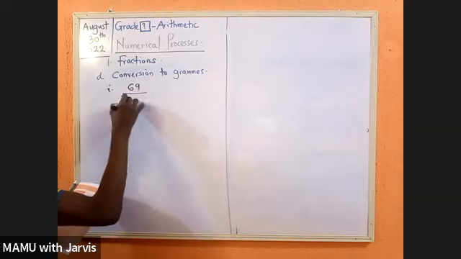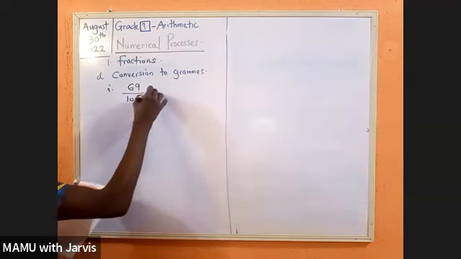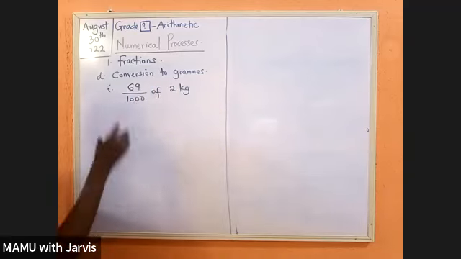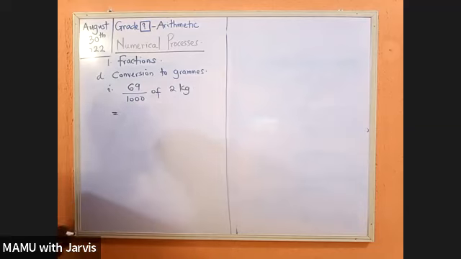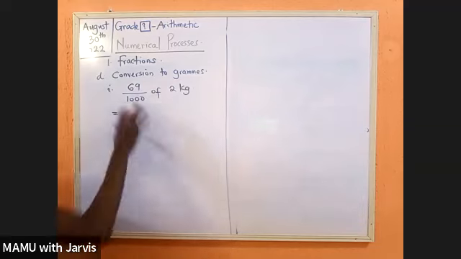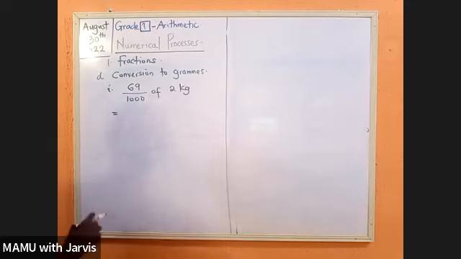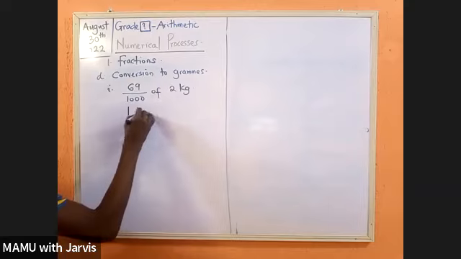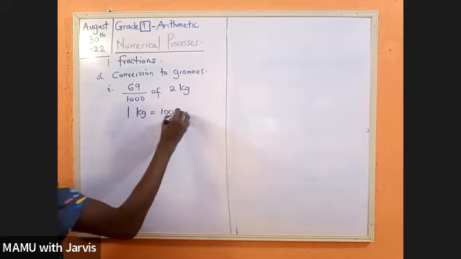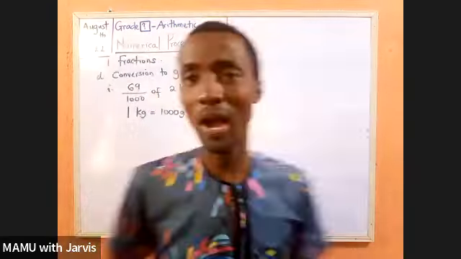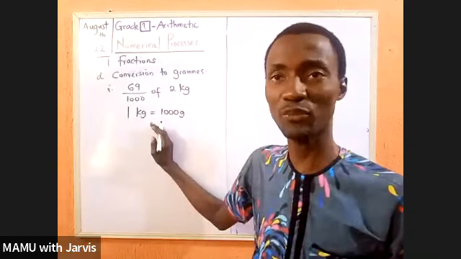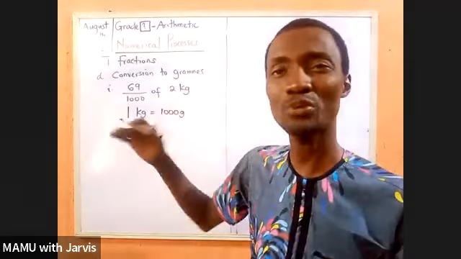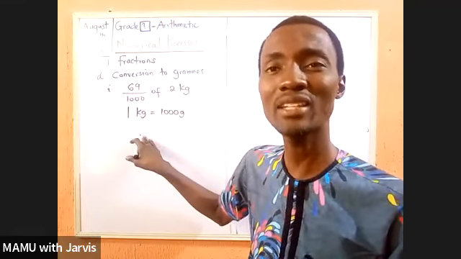69 over 1,000 of 2 kg. How do you handle this? Quite simple again. So this will be what? 1 kg is equal to 1,000 grams. Please take note of the reason why I'm doing this. You need to know these conversions. If not, you may be stuck. That's why we're doing this. You need to remember. The objective of this class is to remember these conversions.